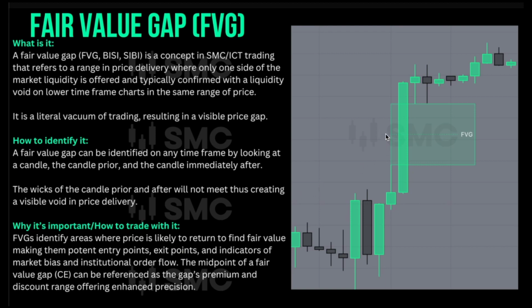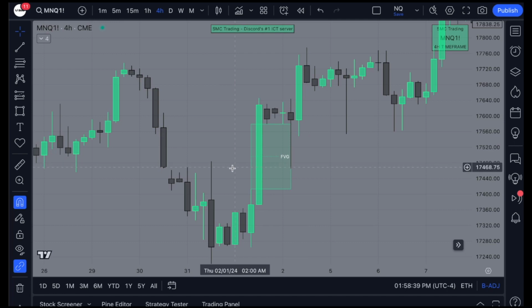So we'll get into the midpoint next. I want to go over this example here. We have a fair value gap marked out. It is a bullish fair value gap, as you can see by the up close candle, the candle after, and the candle before. The wicks do not touch. So the midpoint that we were referencing, this midpoint here, called the CE, this would be considered discount. This would be considered premium.